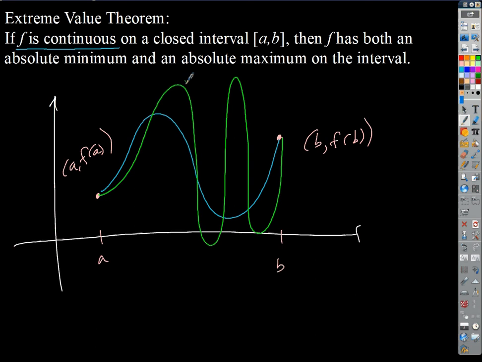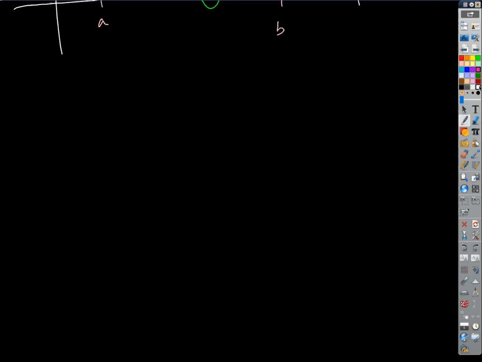What if it doesn't have any peaks at all? What if it does this? Where's the absolute minimum? Right there. Where's the absolute maximum? Right there, right? Okay, and maybe you're thinking, okay, how about this one? How about this one? What if this is my function?